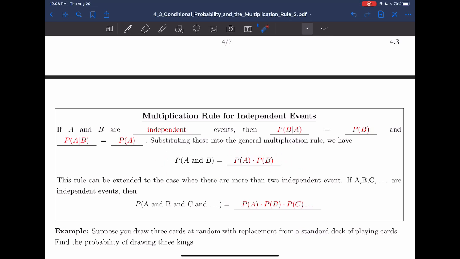Well, since we know that for 2 events to be independent, the probability of B given A is equal to the probability of B. And if you go back to the original formula, this was supposed to be the probability of B given A. But since this is this, all we're doing is substituting in. So that's how we got this formula. And there's a lot of great application with this.